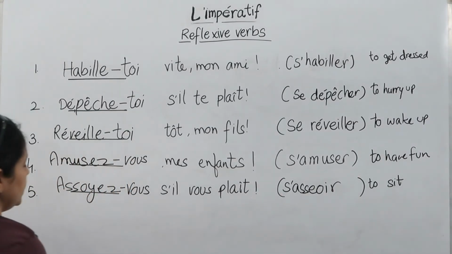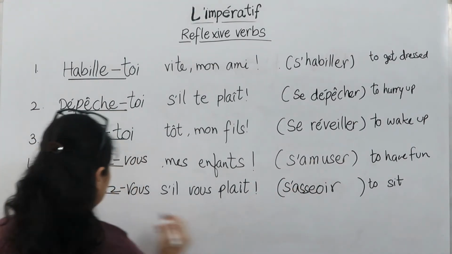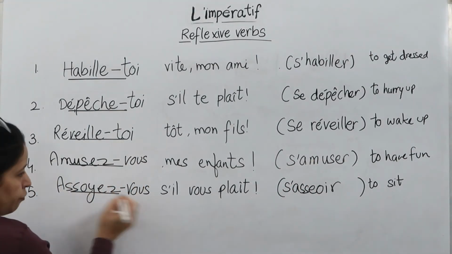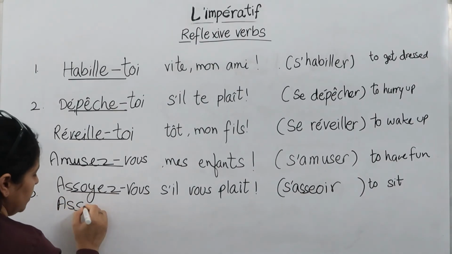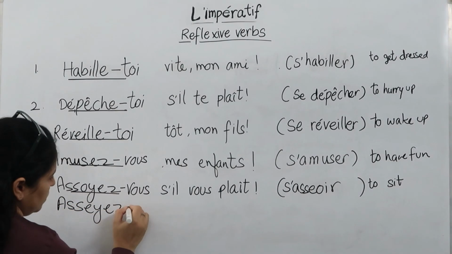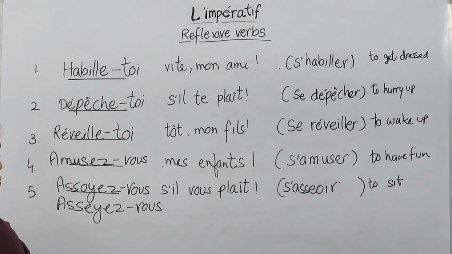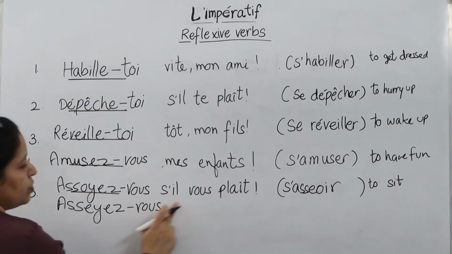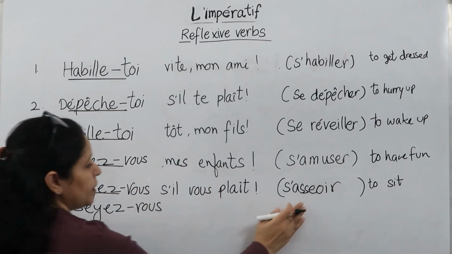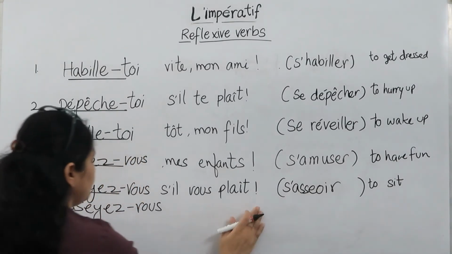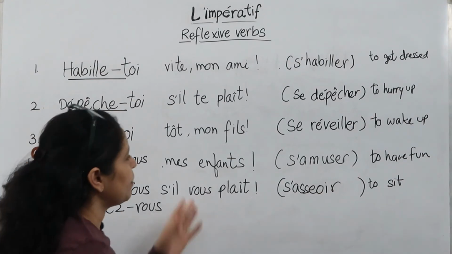means sit down, please. Now, this verb has two conjugations in present, and the same conjugation for vous can be written as assoyez. So, both will be correct. You can write any of these two. Asseyez-vous, s'il vous plaît, or assoyez-vous, s'il vous plaît, mean sit down, please. So, this is how we conjugate reflexive verbs in l'impératif.